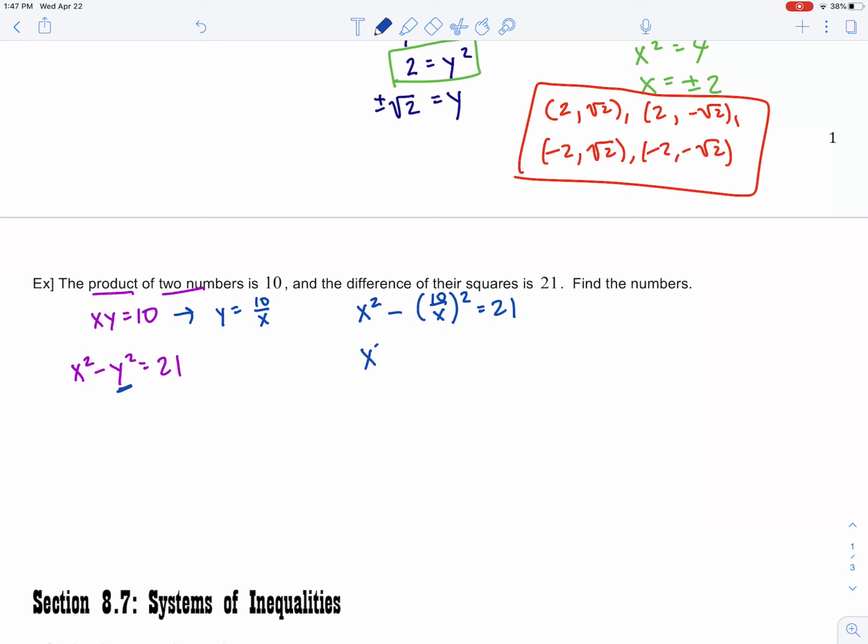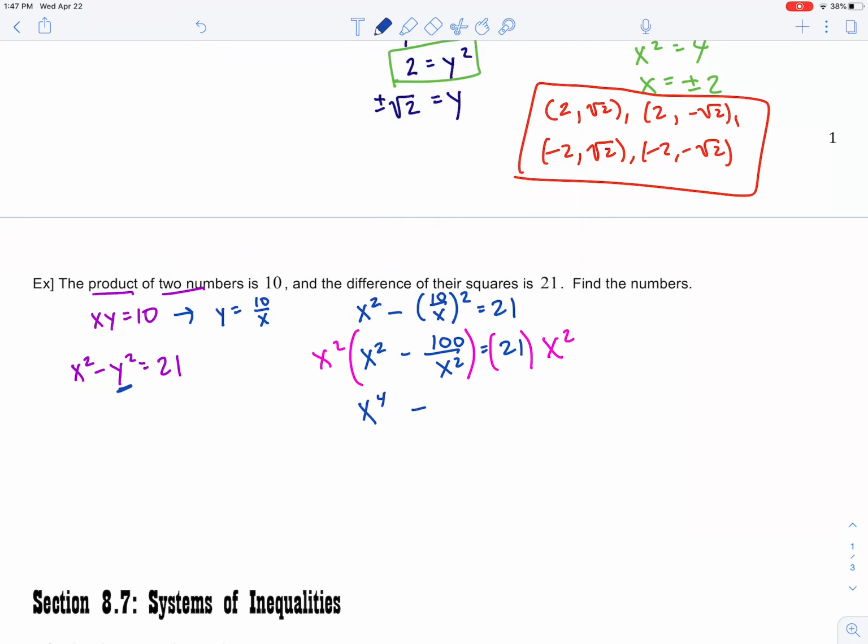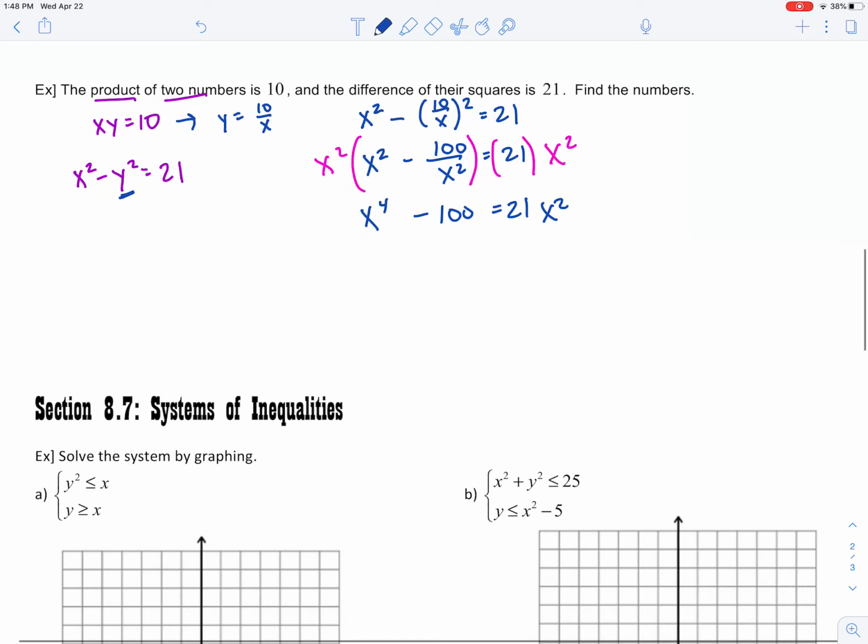So let's go ahead and actually get rid of the parentheses by squaring the numerator and denominator here. Then I prefer to get rid of the fraction, and I'll do that by multiplying by the LCD, which is x squared. So multiply both sides of the equation by x squared, and I will get x to the 4th minus 100 equals 21x squared. I'm hoping this is factorable, and I won't know that until I get 0 on one side, so I'm going to subtract 21x squared. I'm going to reorder the terms.